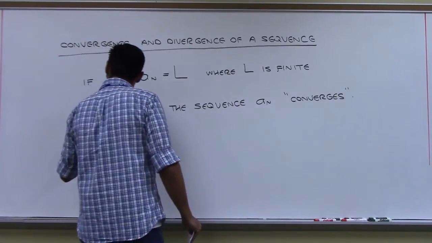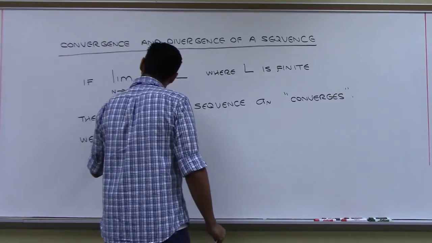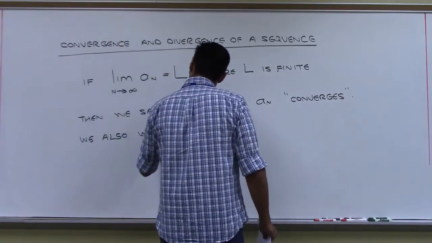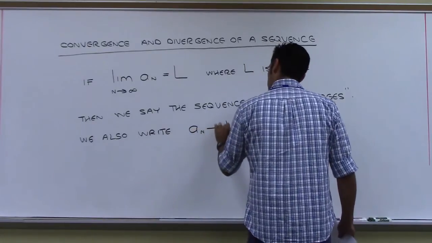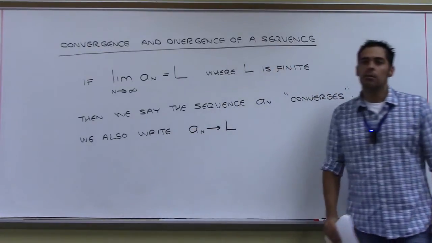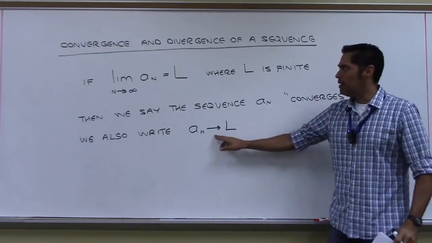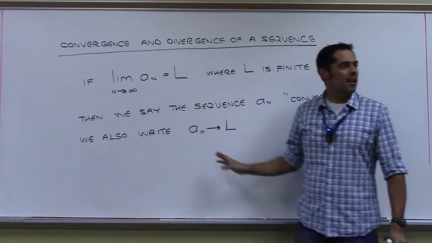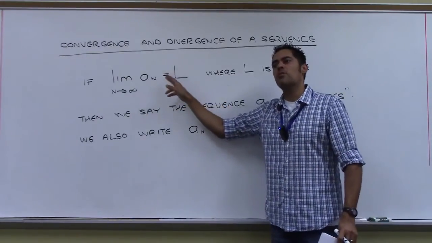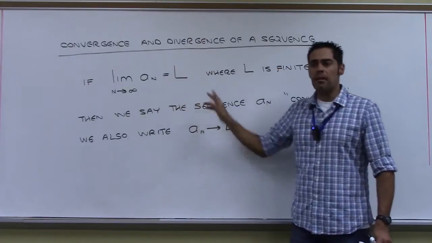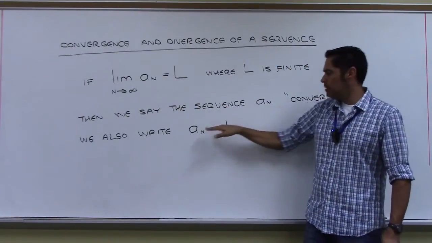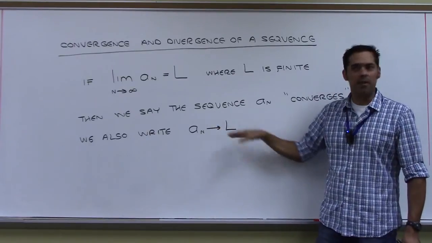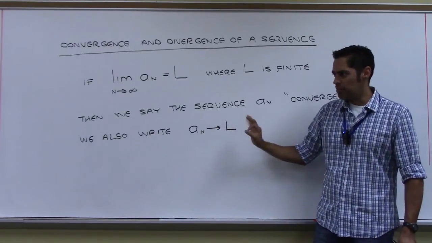We also write A sub n with an arrow, capital L. So this is another way of writing this right here. Because a lot of times we don't want to have to write limit n goes to infinity of A sub n equals L. This says the same exact thing. This says A sub n is approaching L. Without all the limit stuff in there. Just notation.